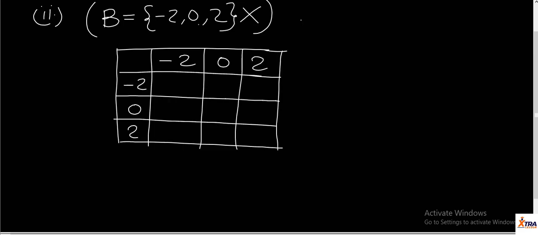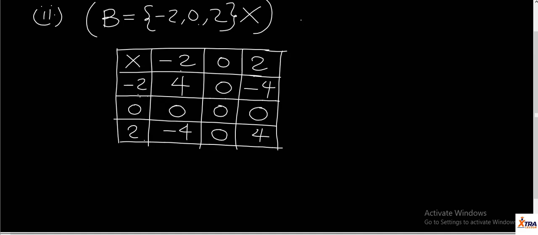times minus 2 here. Since we know it's the multiplication operation, we can start multiplying each of them. Minus 2 times minus 2 gives us 4. Minus 2 times 0 gives us 0. Minus 2 times 2 gives us minus 4. Moving on, we have 0 times minus 2 giving us 0. 0 times 0, 0. 0 times 2, 0. Move on to the next one. We have 2 times minus 2 giving us minus 4. 2 times 0 giving us 0. 2 times 2 giving us 4.